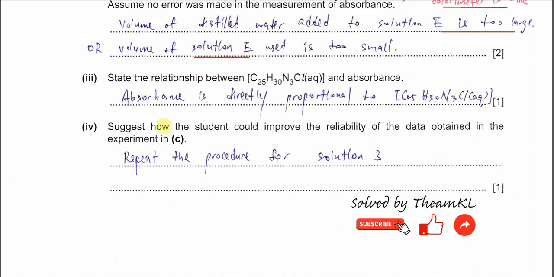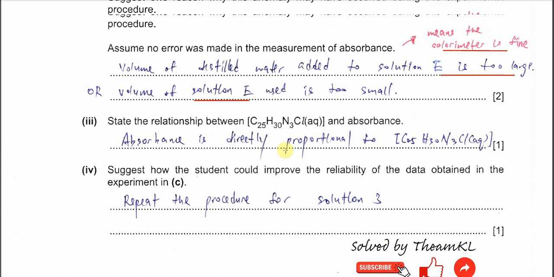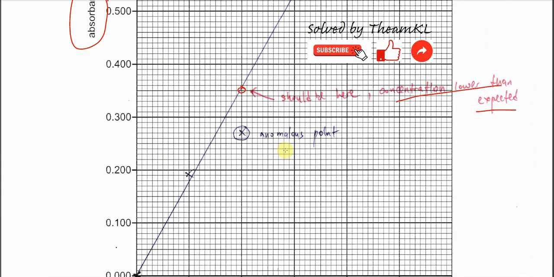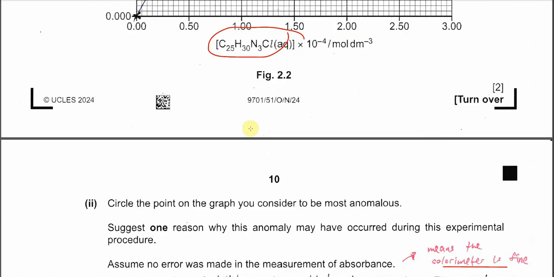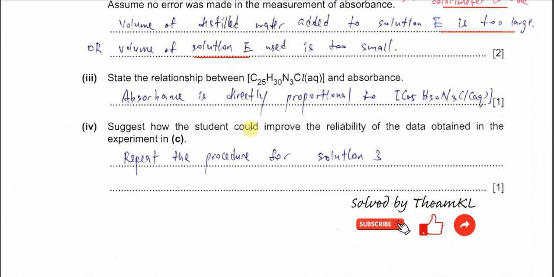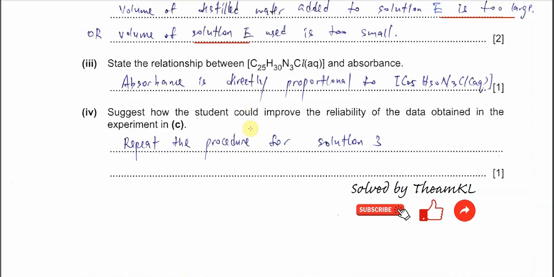Part 4. Suggest how the student could improve the reliability of the data obtained in the experiment. This one is very easy, because solution 3 is anomalous. We just need to repeat that. Repeat the experiment and we can get the correct readings.